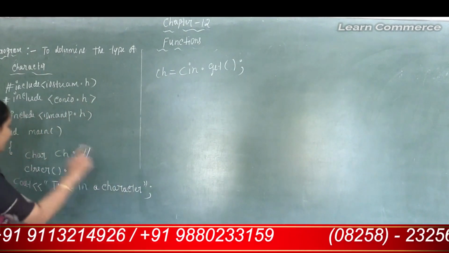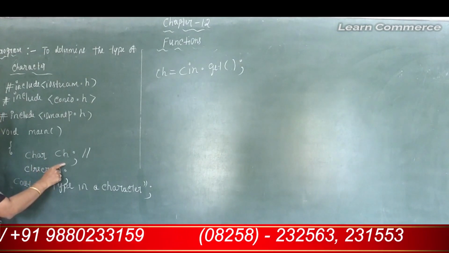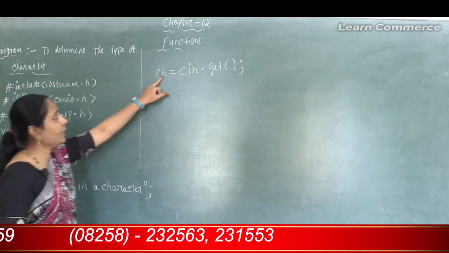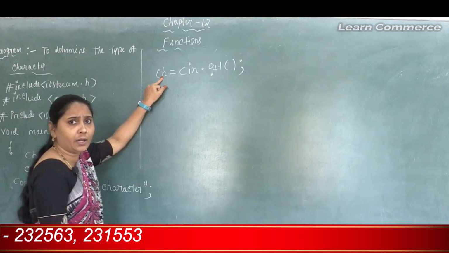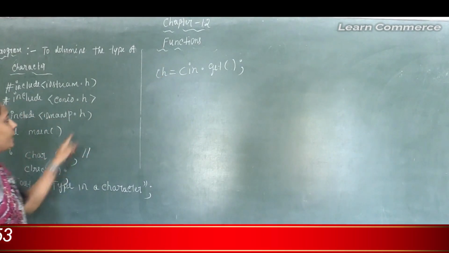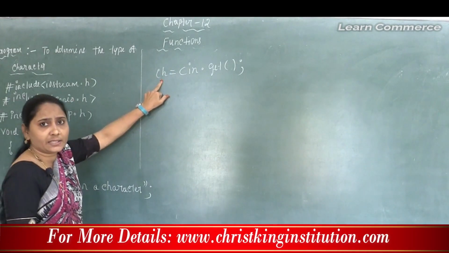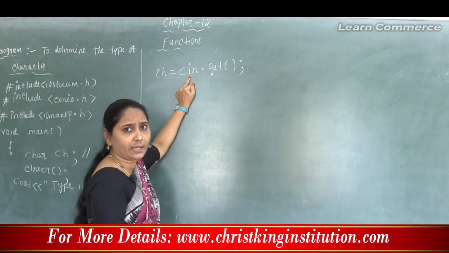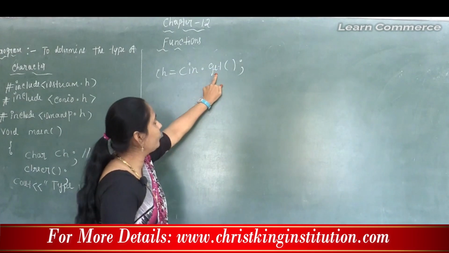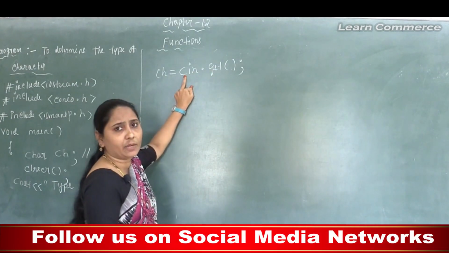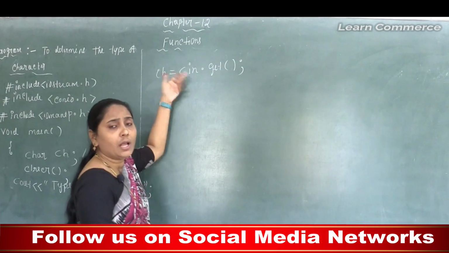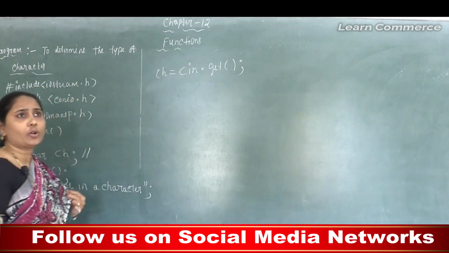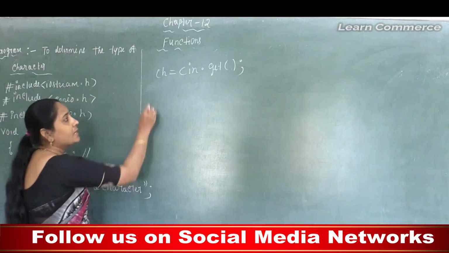I already declared char ch, but you should remember it. Again I am not going to declare it here. I already declared it, so directly I can use ch is equal to cin. The iostream header is being used for the cin function and get function. So we already used the header file, and there is no problem using such a syntax here. ch is equal to cin dot get, open close, semicolon.